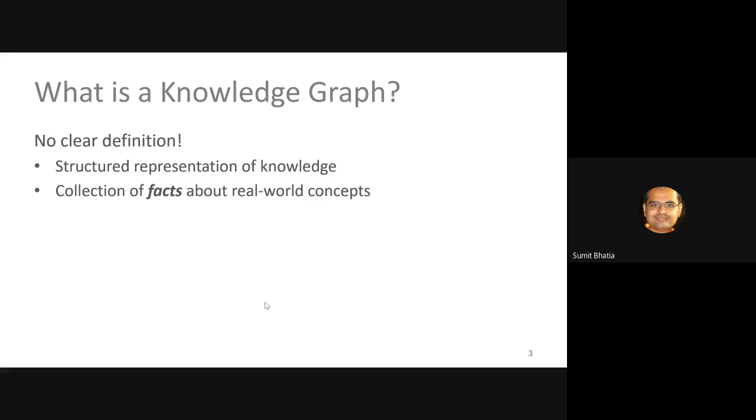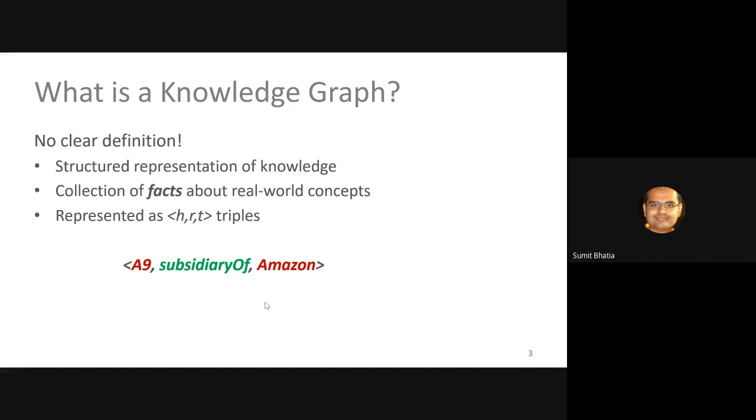And these facts are represented as head-relation-tail triples. Each fact about some real world concept is converted into a triple, and a collection of these triples is essentially your graph. Let me explain with the help of an example. Let us say there is a real world fact that a company called A9 is a subsidiary of Amazon.